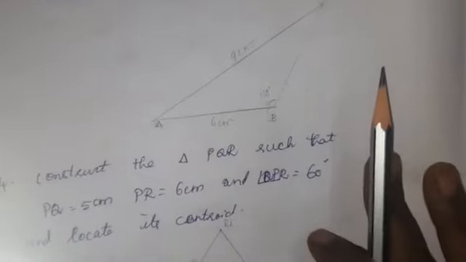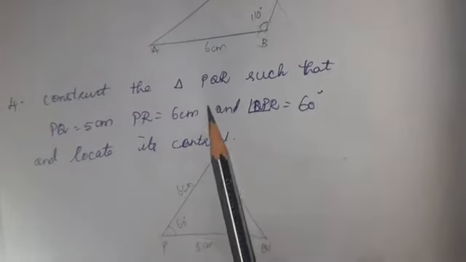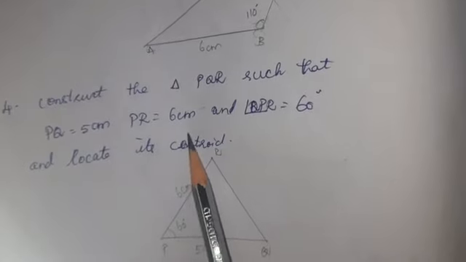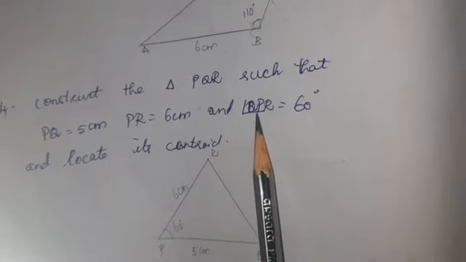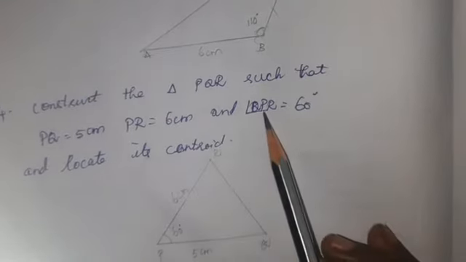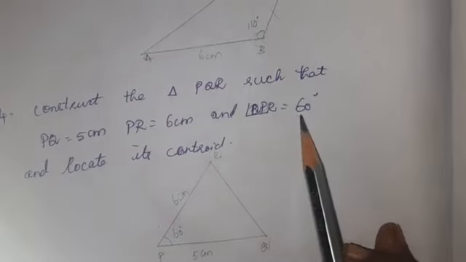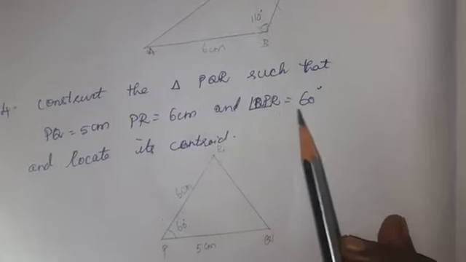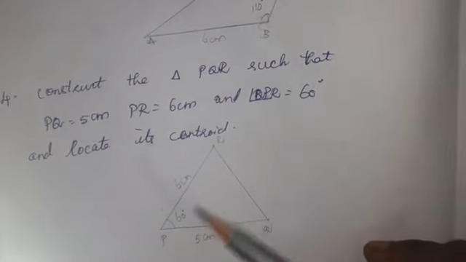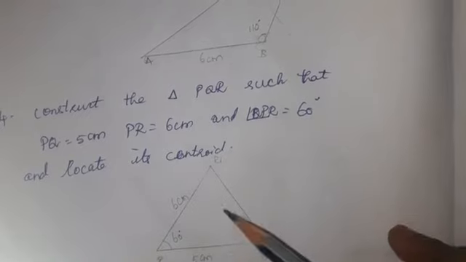Come to the fourth question. Construct the triangle PQR such that PQ is equal to 5 centimeter, PR is equal to 6 centimeter and angle QPR is equal to 60 degree. Like this they have given, you should take the center letter. What is the center letter? It is P. So angle P is 60 degree. A rough diagram is drawn of the triangle with 60 degree. It is an acute angle, so I drew a normal triangle.